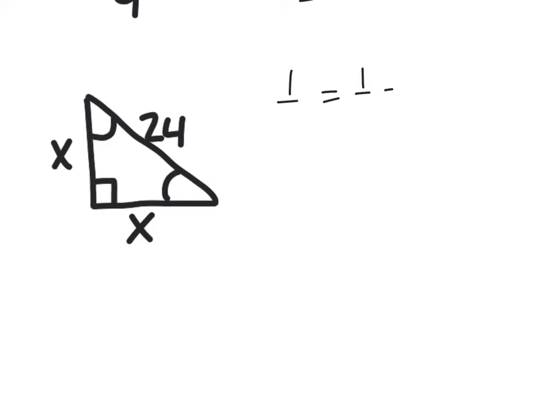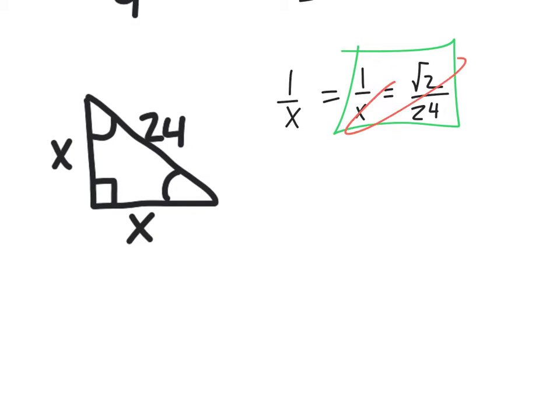1, 1, square root of 2. So x, x, 24. Solve this proportion, cross multiplying. I get x square root of 2 equals 1 times 24. So I've got to divide by the square root of 2 on both sides. This goes away, but hey, I've got to rationalize here.